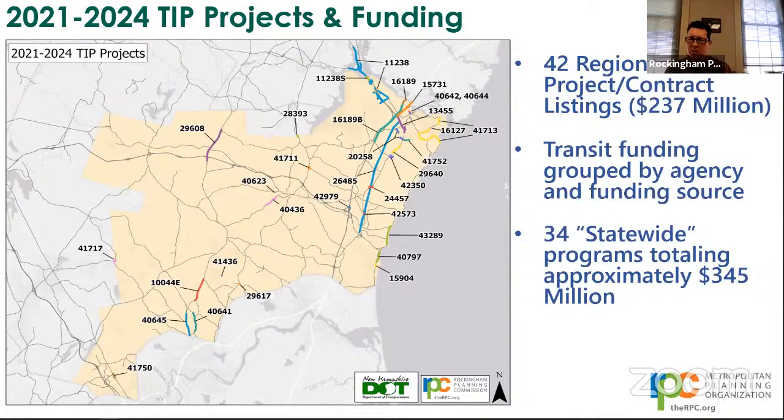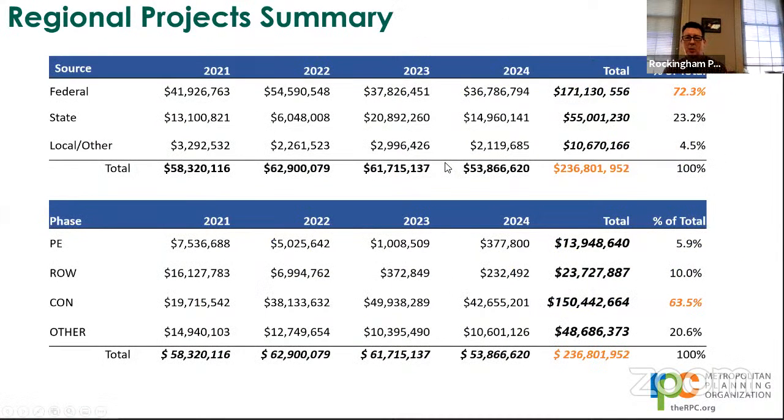And then there are also 34 statewide programs, and these are groupings of similar types of projects that don't have to be listed individually in the TIP. Things like all the paving projects in the region, bridge maintenance work and things like that. So there are 34 of those programs that the state has put together, and those total about $345 million, of which a portion of that we would expect to be spent in our region, but that's going to vary somewhat from year to year.